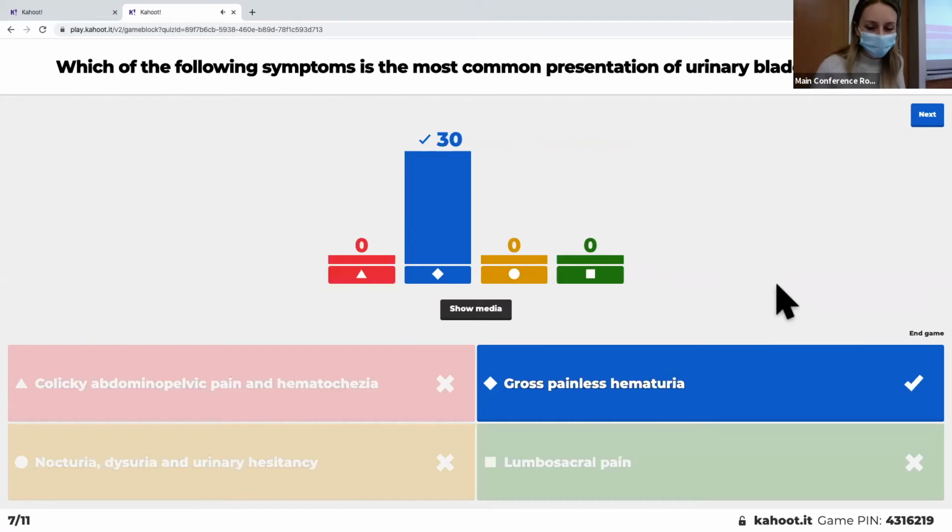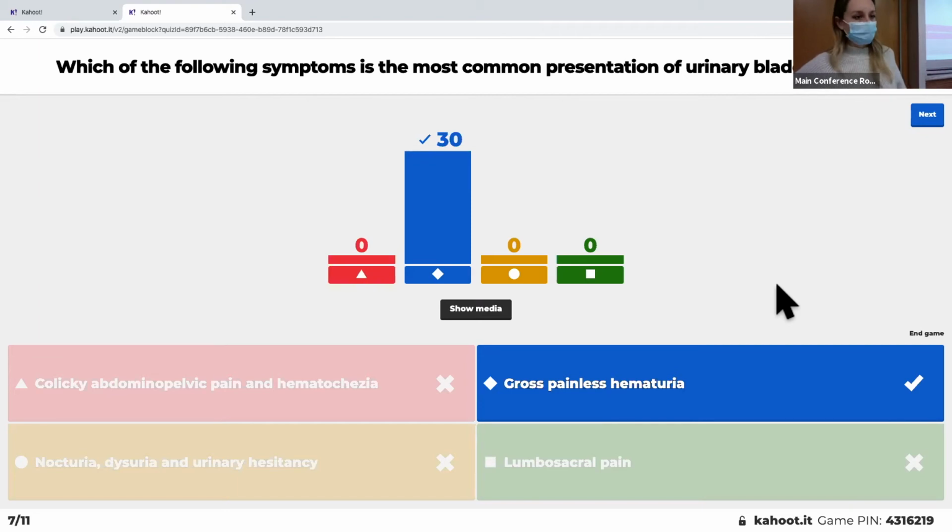Oh, nice. Gross painless hematuria, yeah. The most common urinary bladder cancer is transitional cell carcinoma, and hematuria is the most common presenting symptom of it. In any patient over the age of 40 who presents to the ED with painless hematuria, bladder cancer needs to be ruled out, so they need to be followed up with urology.